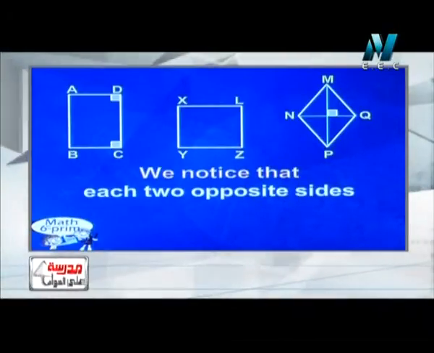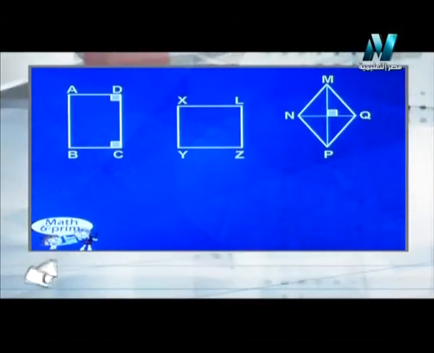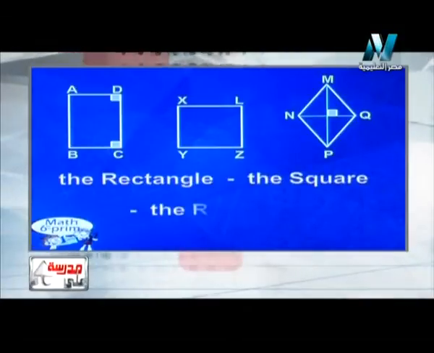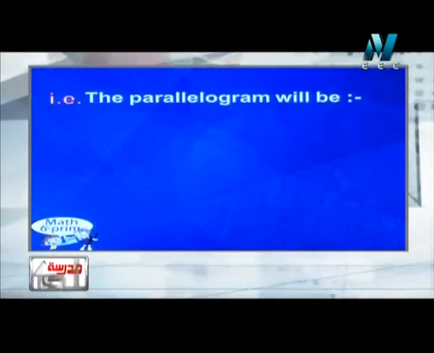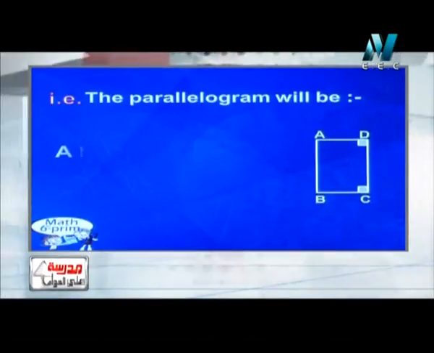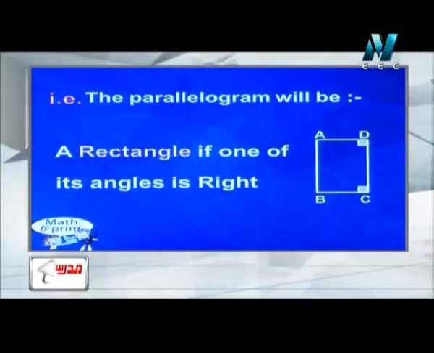We noted that each two opposite sides are parallel in each of what? In each of the rectangle, the square, and the rhombus. Yes, so we can say the parallelogram will be a rectangle if what? If one of its angles is right.